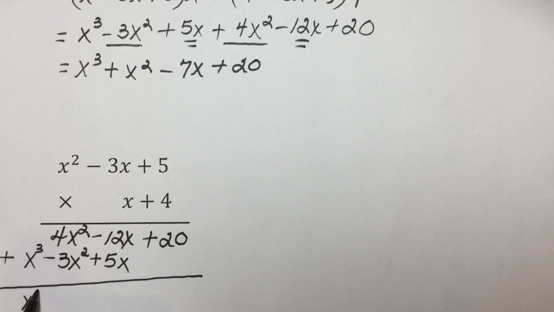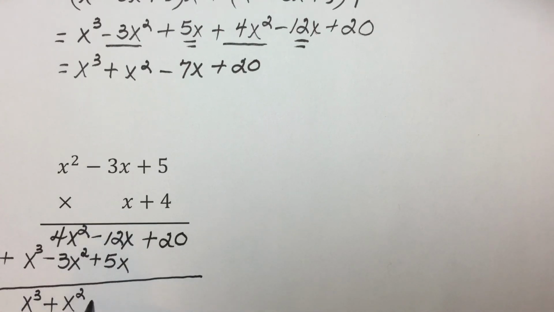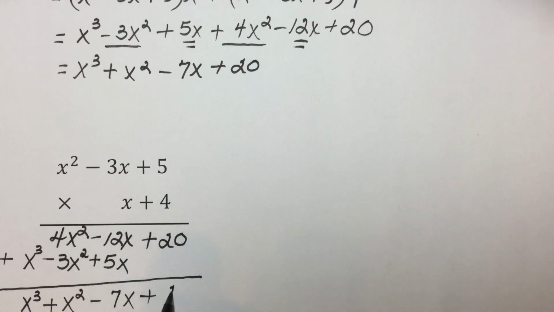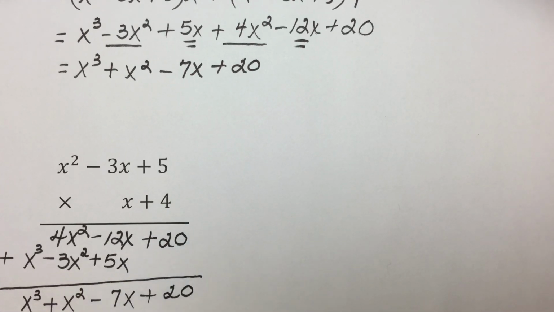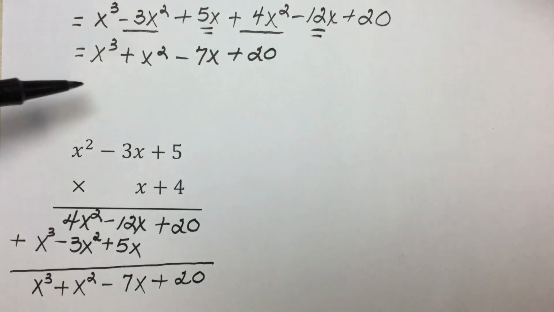There is no x to the third. 4 plus negative 3 is 1x squared. Negative 12 plus 5 is a negative 7x, and the constant term of 20 is not changed. If you notice, we have the same answer as before, but a different approach.